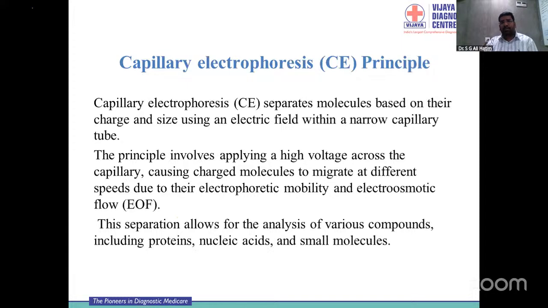So coming to the technique we are using here at Vijaya Diagnostic Center, that is capillary electrophoresis. What is the principle here? Again, as I said, we apply the electric current after giving the sample. Because of this high voltage, there is migration of charged particles at different speeds due to their electrophoretic mobility and electroosmotic flow. Because of these separations, we can quantify and analyze different types of proteins.